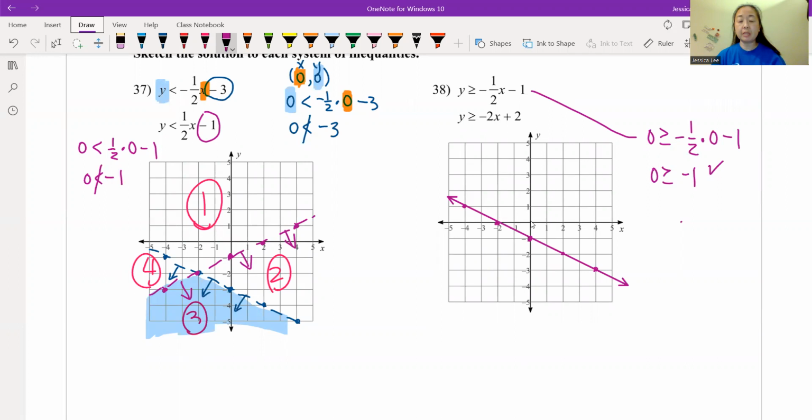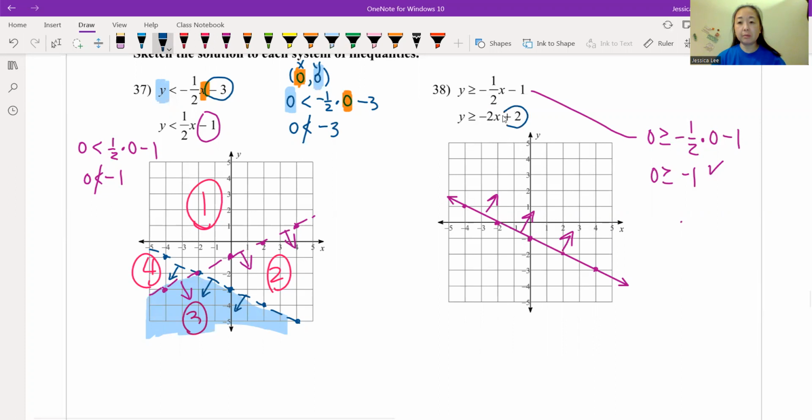So we know that (0, 0) is a solution, which means all this side right here, all the upper side, is going to be a solution. Anything over here is a solution. Happy days. Okay, now we're going to try that for the second one.